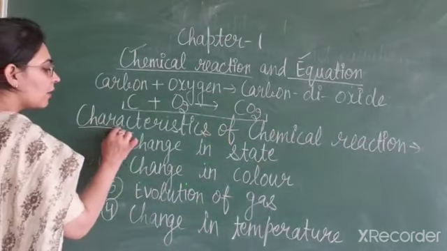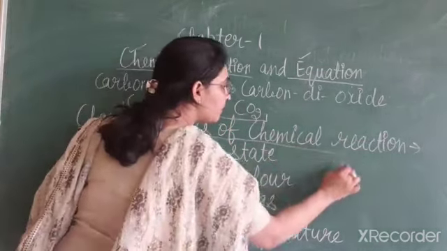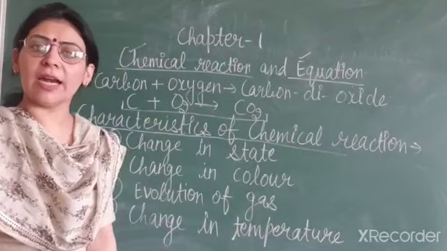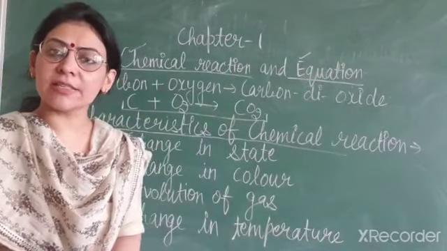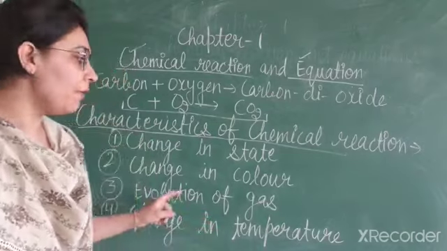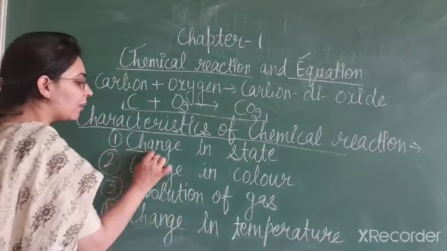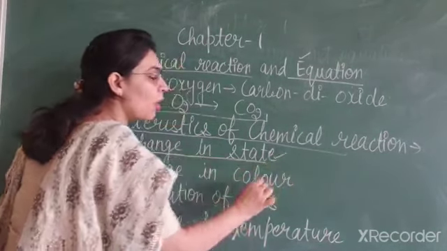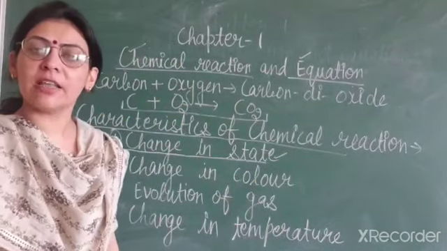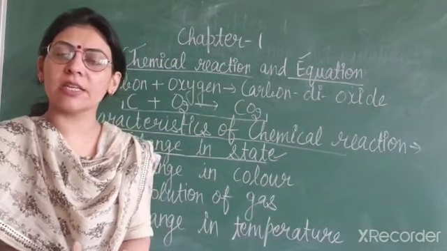Now next, what are the characteristics of a chemical reaction? How will we ensure that a chemical reaction has taken place? So the first point we will discuss is the change in state, which indicates that a chemical reaction has taken place.